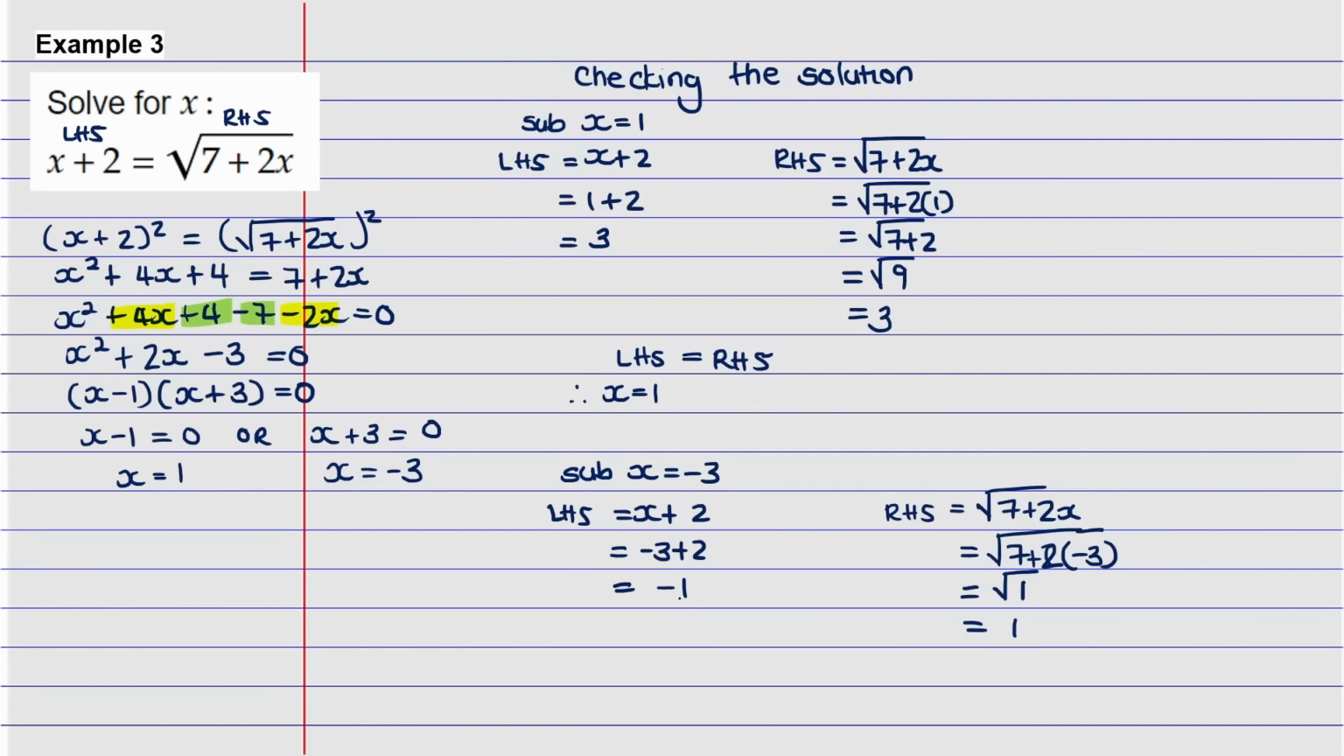What do we see? We see that negative 1 and root 1 are not the same thing, right? So we see that the left-hand side is not equal to the right-hand side. So what does it mean? We can conclude that x is not equal to negative 3. So that's how you would solve this question.